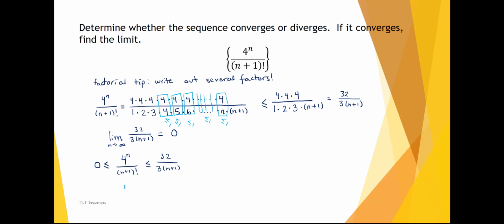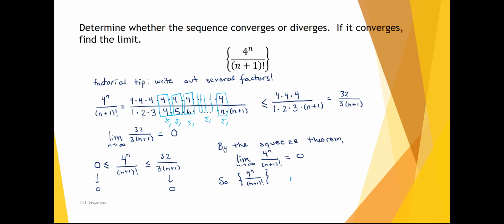We also know that each term is greater than or equal to 0, because the limit as n approaches infinity of 0 is 0, and the limit as n approaches infinity of 32 divided by 3 times n plus 1 is 0. We can conclude by the squeeze theorem that the limit as n approaches infinity of 4 to the n power divided by n plus 1 factorial is also 0. So our sequence 4 to the n divided by n plus 1 factorial converges to 0.